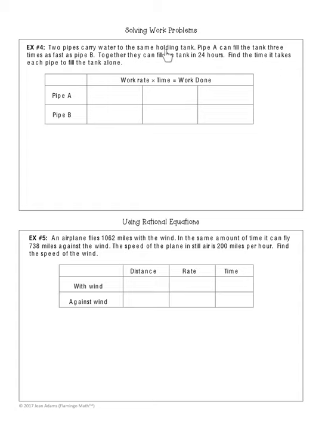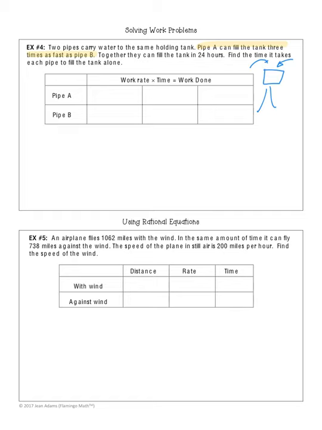So 2 pipes carry water to the same holding tank. So we have this holding tank here, like a water tower, where 2 pipes are filling the tank at the same time. Okay, so pipe A can fill the tank 3 times as fast as pipe B. We don't know how fast either one of them fill the tank, but they've described one of them to you, and one of them we know nothing about. So this is important, so I would highlight it. The one that we know nothing about is pipe B.